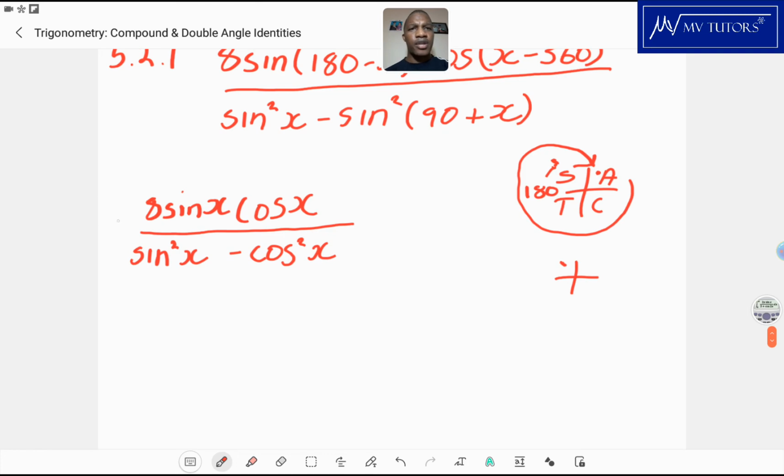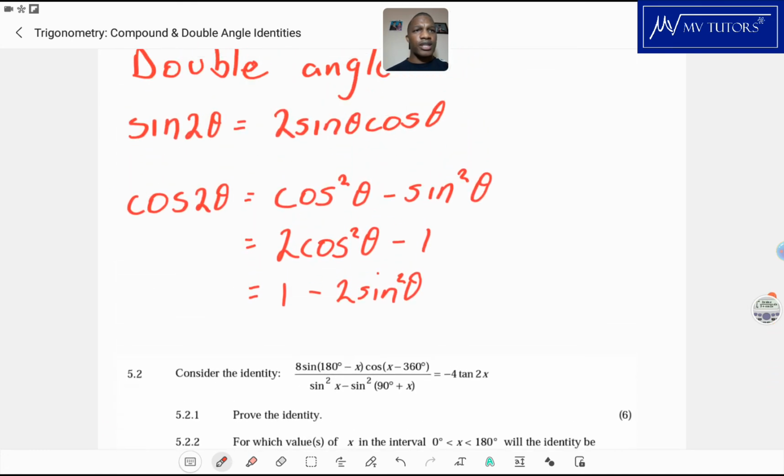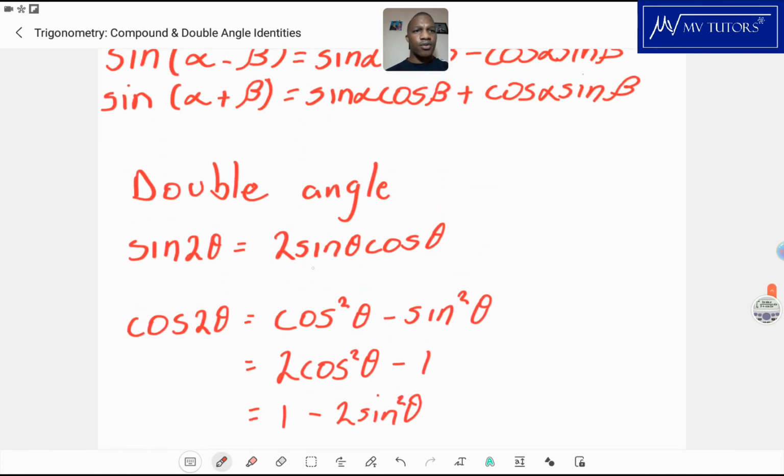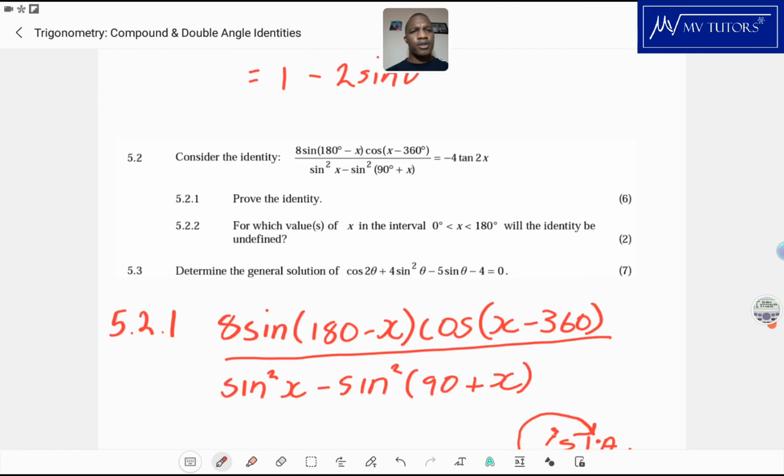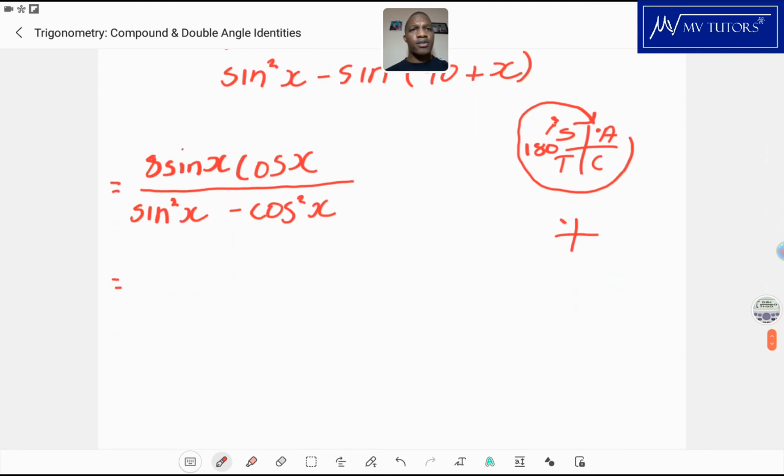Let's manipulate further. Now you can see this looks like a double angle identity, the one that we did over here. So we are basically moving from this side to that side. Depends on the question. Sometimes you're required to move forward, sometimes you're required to move backwards. In this case, we're moving backwards.